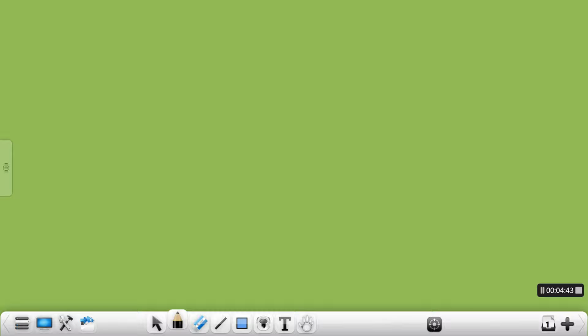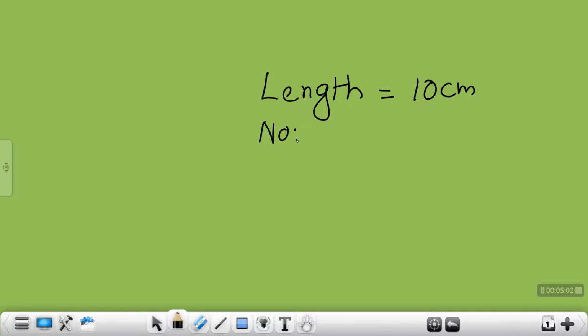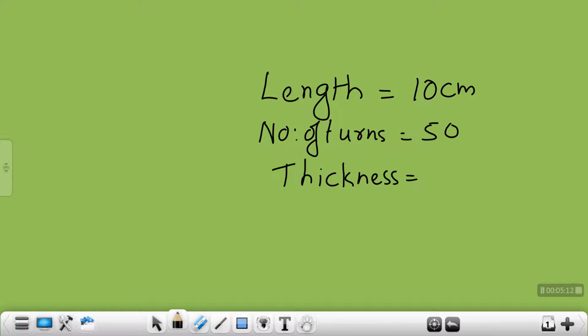So for finding the thickness of a metal wire, wind the metal wire 50 times around a pencil. Then you measure the length. Suppose the length is 10 centimeter, number of turns 50. Then thickness is equal to 10 by 50, that means 1 by 5 centimeter.